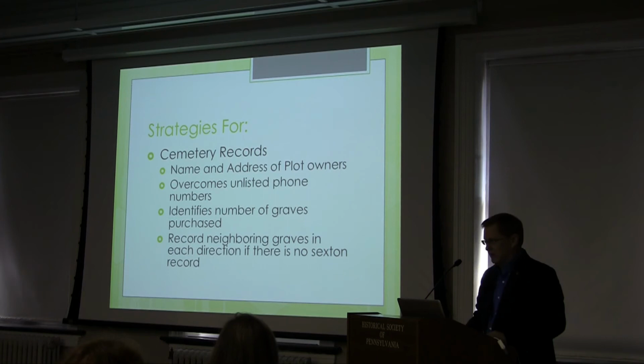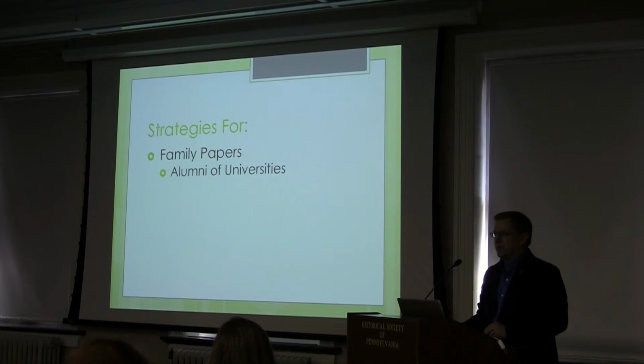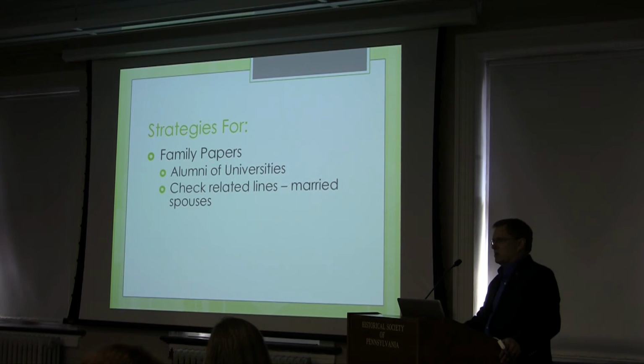Strategies for family papers, for finding those. A number of universities will go after the papers of alumni, prominent alumni in particular, but they will deposit those records at the manuscript libraries for universities. Check related lines and married spouses. Did a spouse marry someone who was important? These family papers that I have from North Carolina are in those manuscript libraries because the daughter married someone who then became prominent.